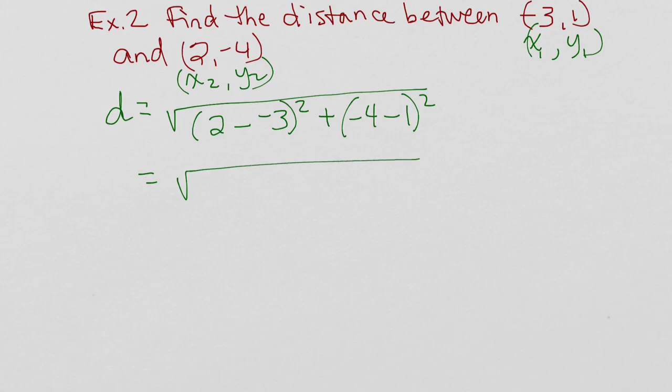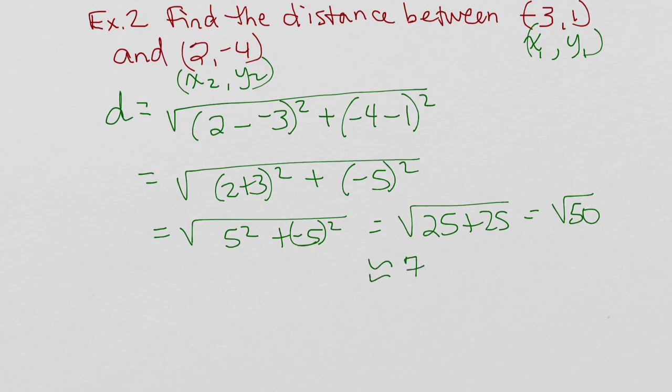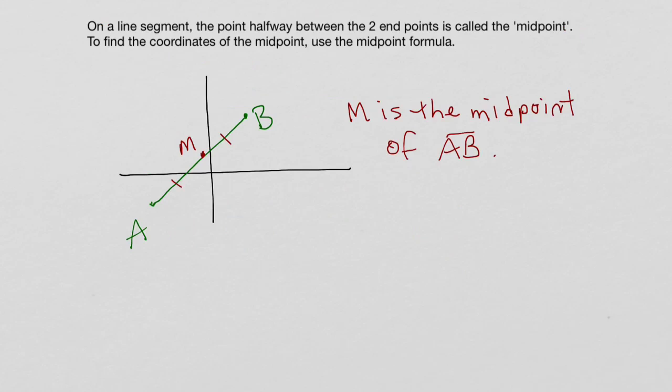So that equals 2 plus 3 squared plus negative 4 minus 1 is negative 5 squared. So here we have 5 squared plus negative 5 squared. That's going to equal 25 plus 25, which is the square root of 50. And if you're asked to get an approximation, you can use your calculator, and that's approximately 7.1. So the distance between those 2 points is approximately 7.1. On the test, we're not going to be using calculators, so I would allow you to keep your answer like that.